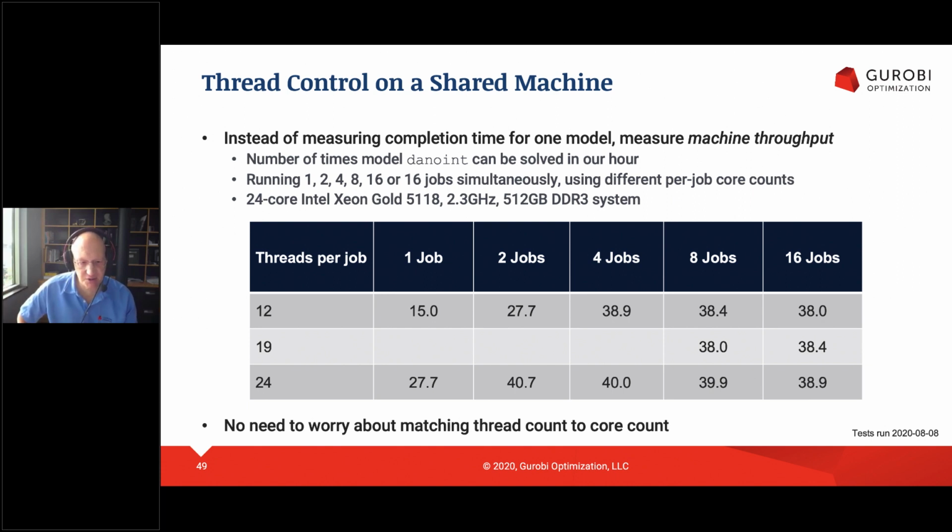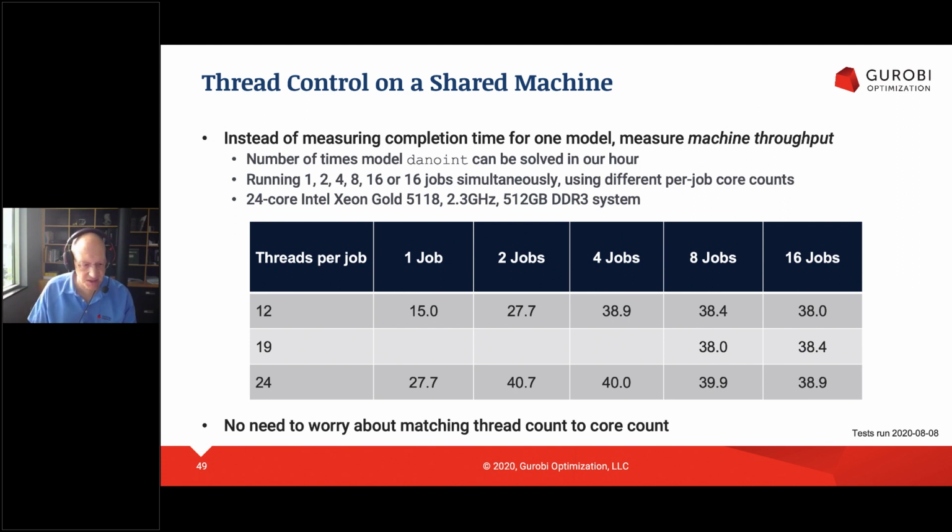And so what we've done here is we've taken a model, dano-int, and we've varied the number of threads that were requested for one instance, for one job. So we're basically saying, I'm going to take this model dano-int, and I want to solve it using 12 threads, using 24 threads, and then using 19 threads. I'll explain why 19 in a second. And then I'm going to look at throughput for this one server. It's a 24-core server. If I submit one job simultaneously, 2 jobs, 4 jobs, 8 jobs, and 16 jobs.